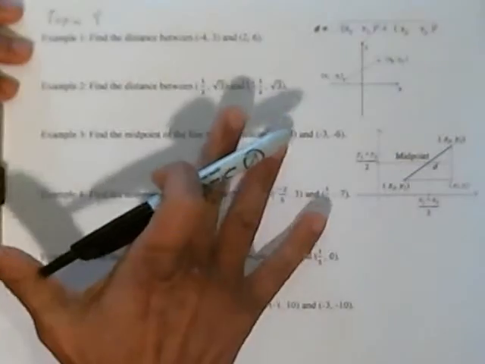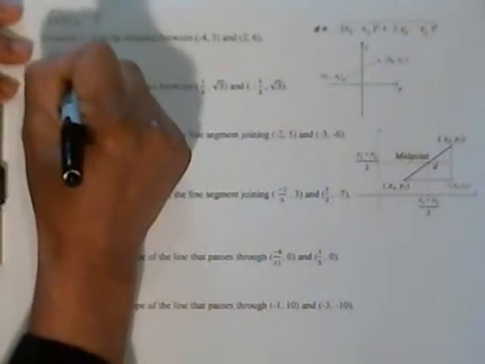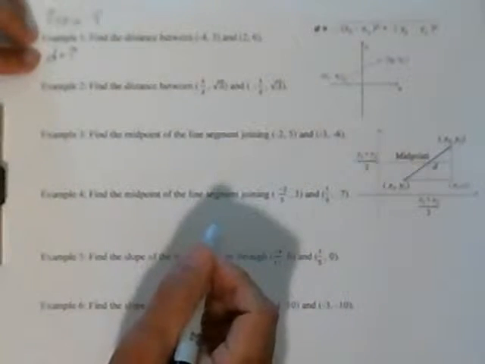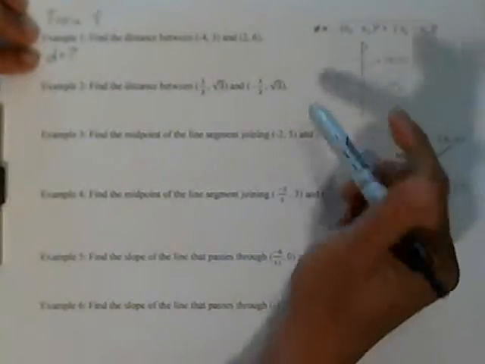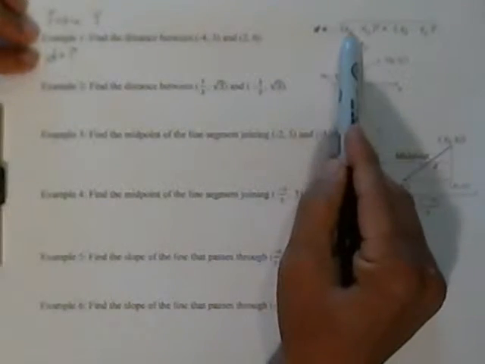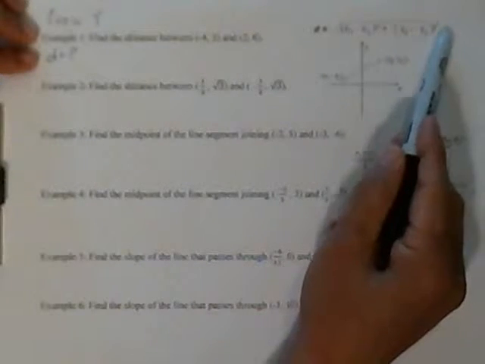So the first thing we do is, well, what are we looking for? We're looking for the distance. So always write down the question, that's what we're looking for. And the distance formula comes from right over here. Distance equals square root of x2 minus x1 squared plus y2 minus y1 squared.